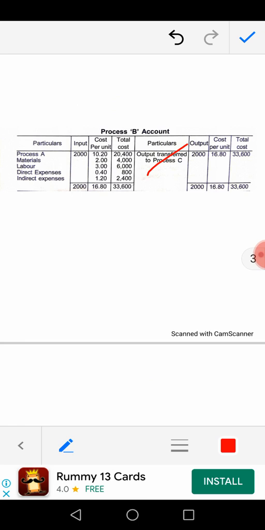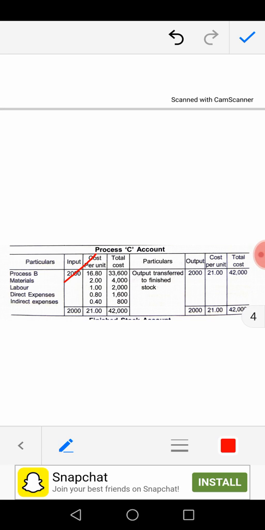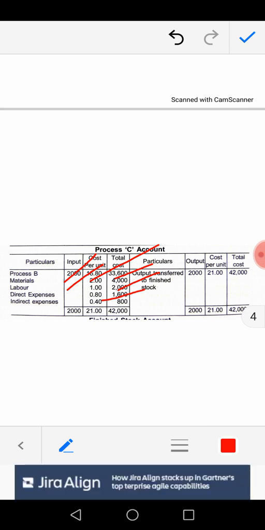That amount you have to take in the debit side. See here, debit side, process B. The input is the same, now never change the input. Same input 2000, cost per unit is 16.80, and total cost is 33,600. And next you have to put all the expenses. See here, material 4,000, labor 2,000, direct expenses 1,600, and indirect expenses 600. So this amount is fixed.